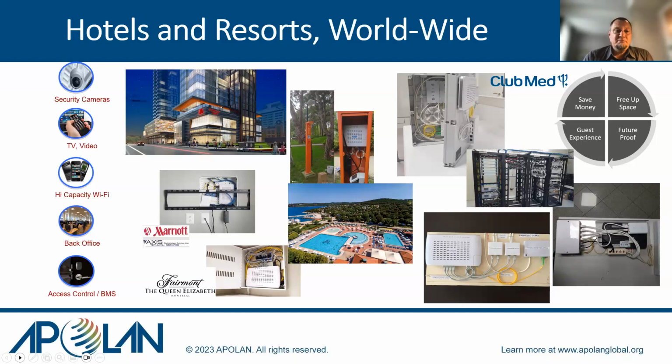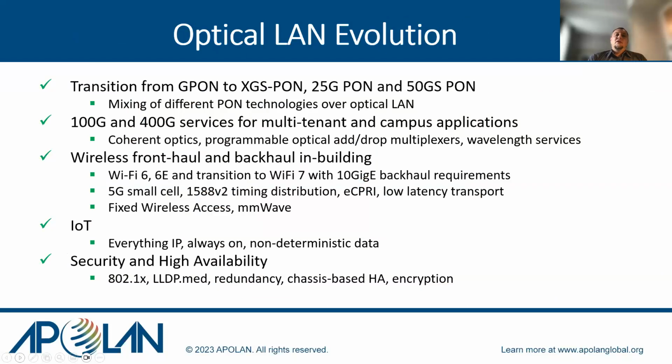So to conclude my part, here is what we are seeing as evolution in the optical LAN space. Definitely it is a transition from GPON to XGS-PON at this moment, but we also believe in future evolutions toward later PON technologies, definitely mixing all of them on single LANs. That's one of the advantages: the infrastructure remains the same, while different generations of PON technologies can run over the same one. We already have a few projects based on XGS-PON.